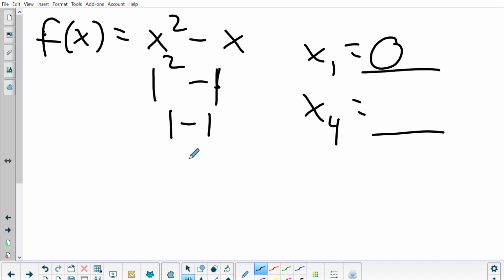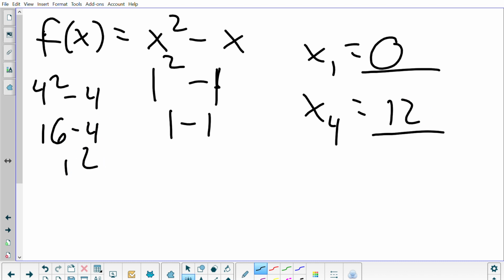And I'm going to do the same thing with 4. 4 squared minus 4, that is 16 minus 4, or 12. Okay, so now I have my 2 points that I care about. My 2 points are (1, 0), and my other point is (4, 12).